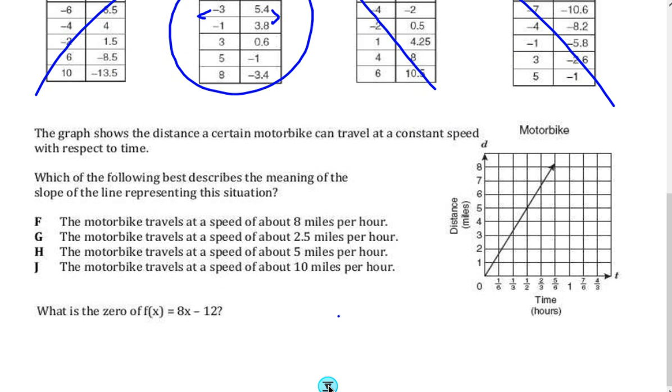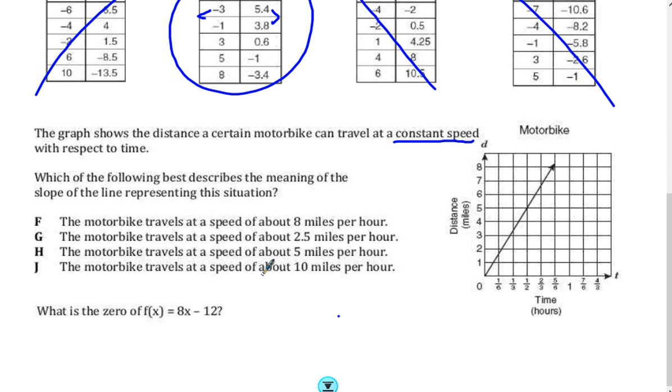Alright, this next one is really great too. It's talking about a motorbike and it's talking about he's traveling at a constant speed. Okay. And which of the following best describes the situation or the slope of this line? So we're talking about what speed the motorcycle is traveling. So this one's kind of a good one.